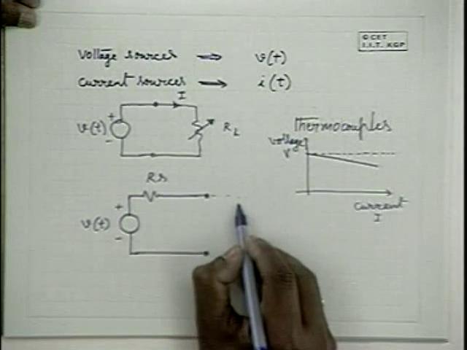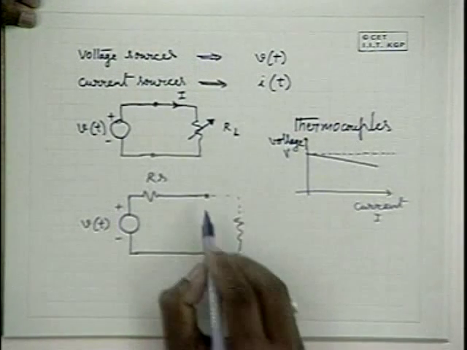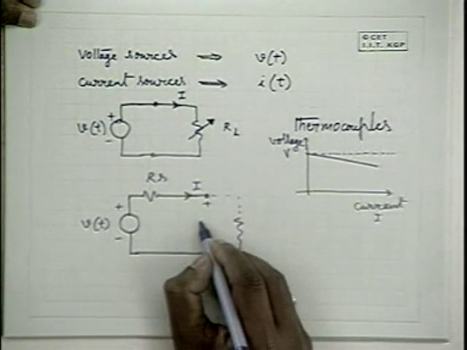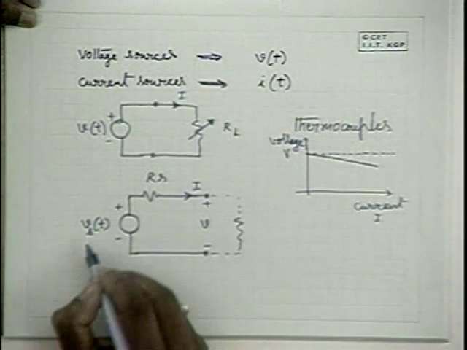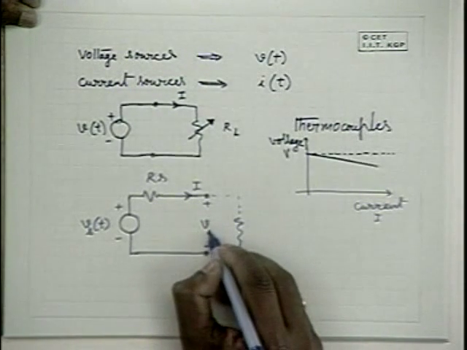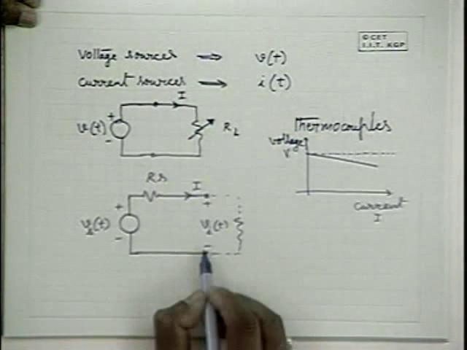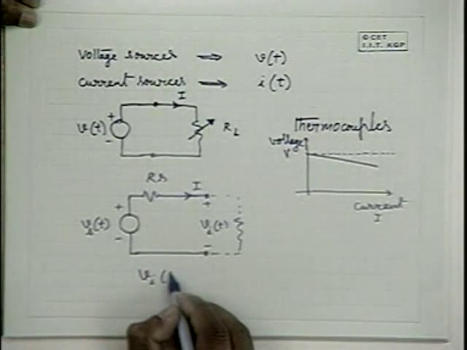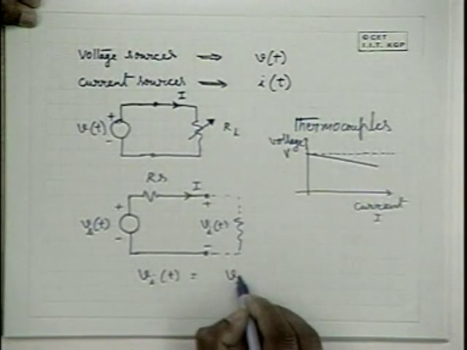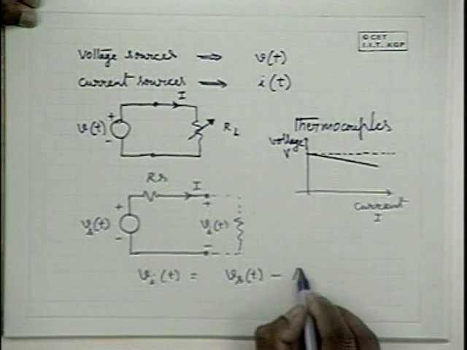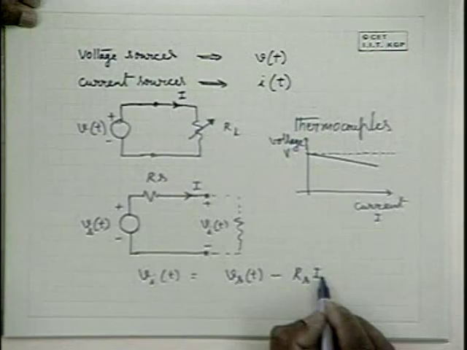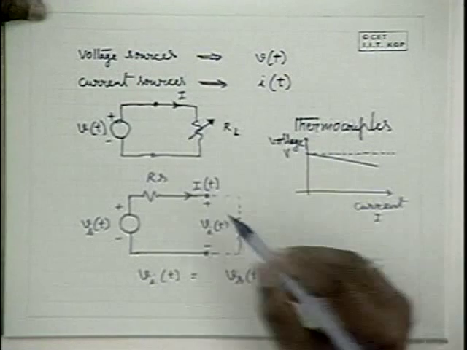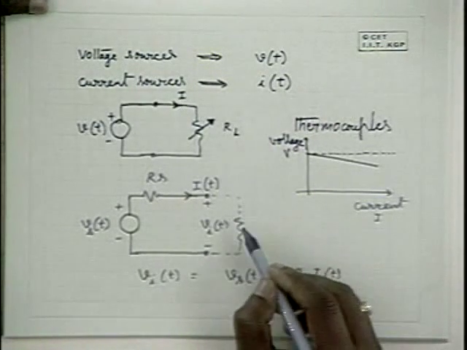Now, through an external load resistance, if you draw some current, what is the output voltage here? Let me call this VS(t), the ideal source voltage, and this voltage V(t). How does V(t) depend on VS(t) and I? Naturally, V(t) is VS(t) minus RS into I(t). I is also a function of time, naturally, because the voltage is a time varying voltage, and hence the current also would be a time varying current.